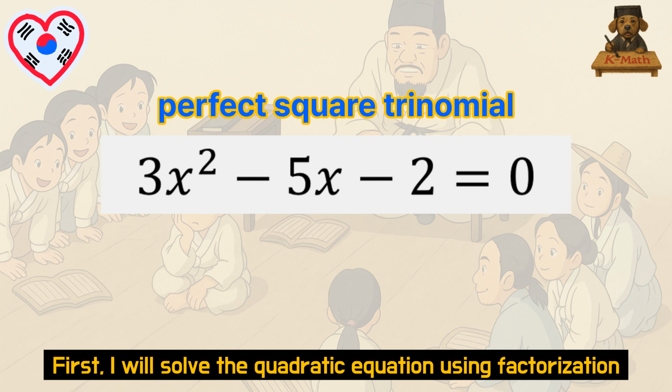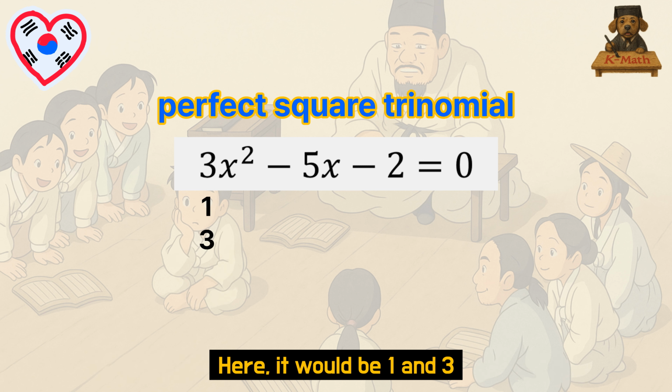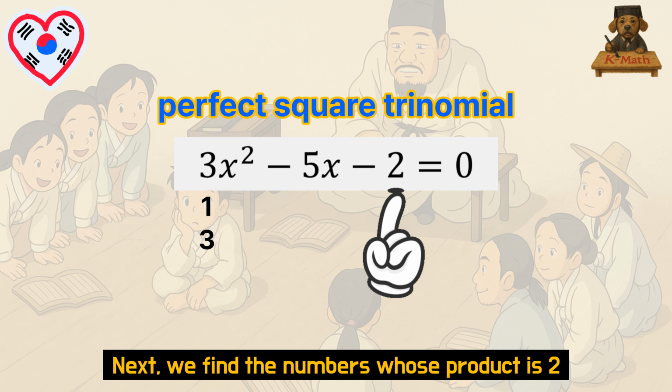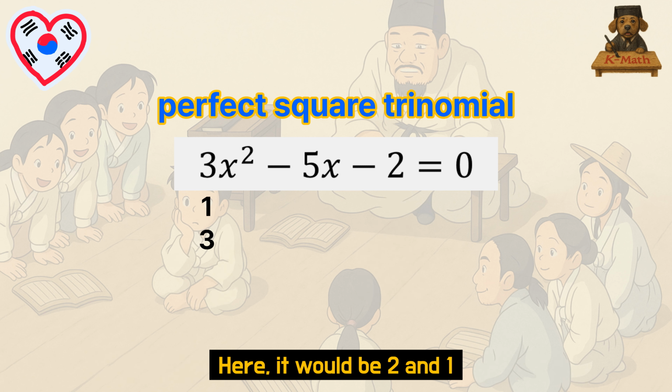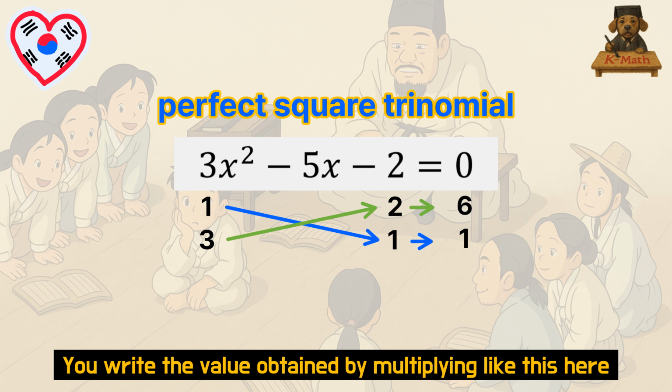First, I will solve the quadratic equation using factorization. First, I will find the numbers whose product is 3. Here it would be 1 and 3. Next, we find the numbers whose product is 2. Here it would be 2 and 1. Next, write the multiplied value here. You write the value obtained by multiplying like this here.